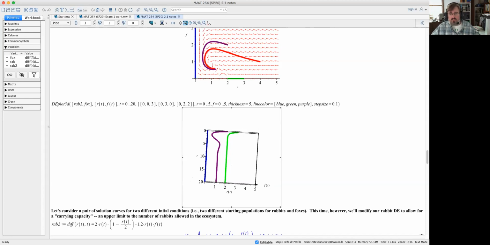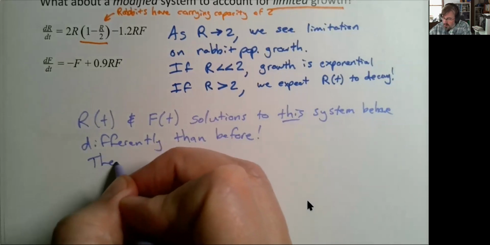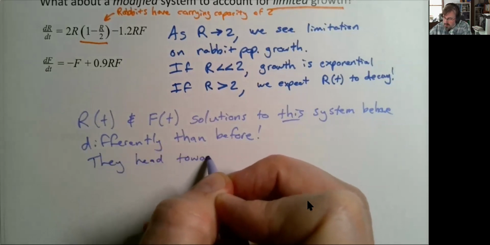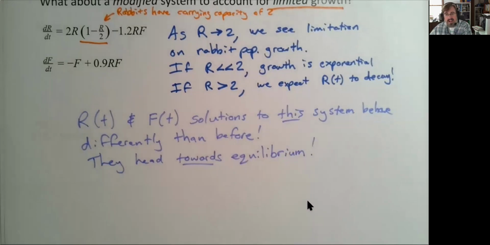I'm going to switch back over to the document camera so that we can add some notes to our document here. So R and T solutions are different than they were before. That is to say, they're headed towards equilibrium. And not just the ones that are on the axes, not just the ones that are headed towards the origin or headed away from the origin. Any solution curve is now headed towards equilibrium. Either the origin, where if there's no foxes, it would head towards a rabbit population of 2, or if there's foxes and rabbits, they all head towards that new special equilibrium.